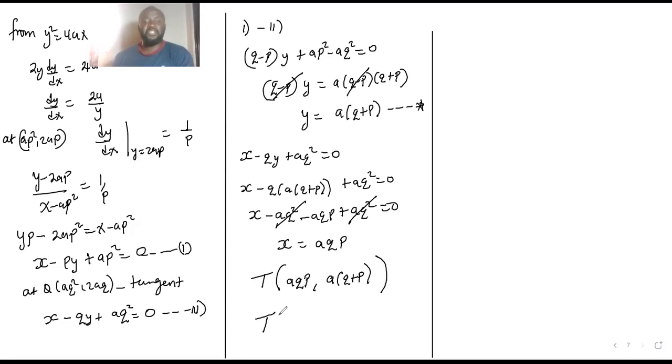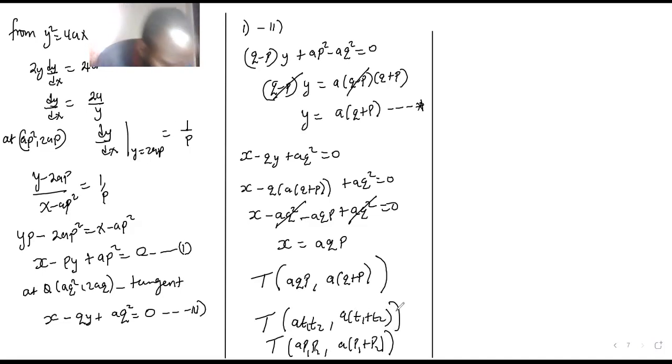You will find other questions coming in this form: (at1t2, a(t1 plus t2)). They're asking you for the same ideology. They'll also give it in this case as (ap1p2, a(p1 plus p2)). So they're bringing the same idea. It's just that the parameters would be varying at that instant.